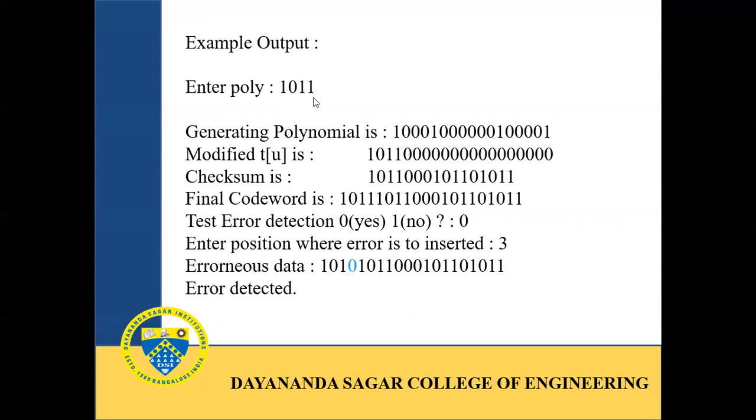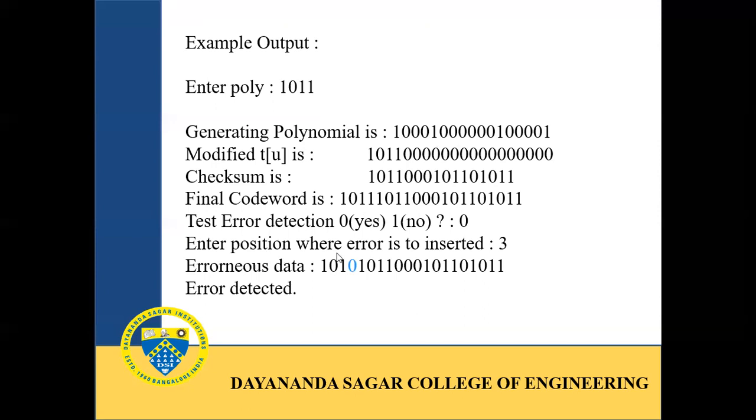Given a message, this message in the form of a polynomial term is extended to the size of the generator polynomial, and this is the modified input data. This is the generating polynomial and this is the modified input data. And after division, we get the checksum as this much. So finally, this is the code word that is sent in the transmission link.